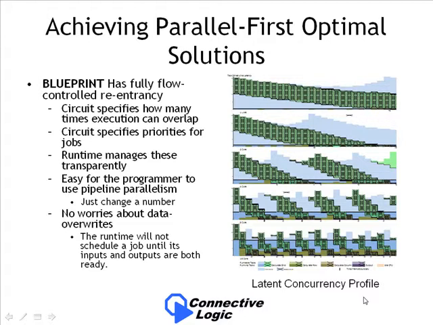So what does Blueprint and the parallel first approach do for you? Well, Blueprint has fully flow controlled reentrancy, and what this means is that from within the circuit you can specify how many times execution can overlap. You can specify priorities for the jobs. And the runtime manages all of this transparently. So it's really easy for the programmer to use pipeline parallelism. All you've got to do is change some numbers. There's no worries about data overwrites. The runtime isn't going to schedule a job until both of its inputs and its outputs are ready.